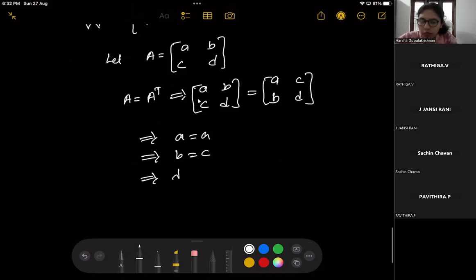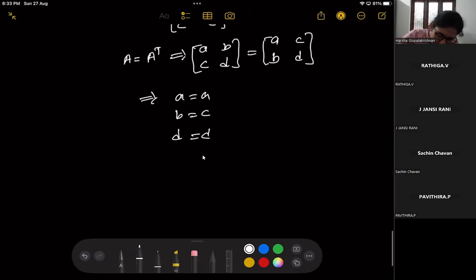So for A to be in W, we need to satisfy these conditions. Here the first and third conditions are trivial, they are satisfied always. The only thing we need to consider is that B should be equal to C. So how should we write A equal to A, B, C, D?